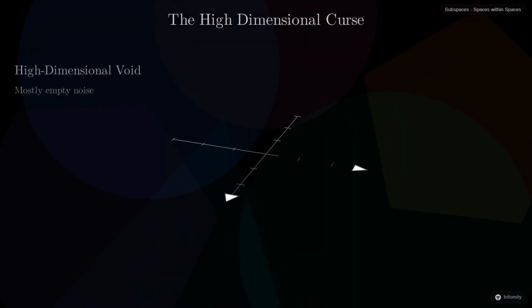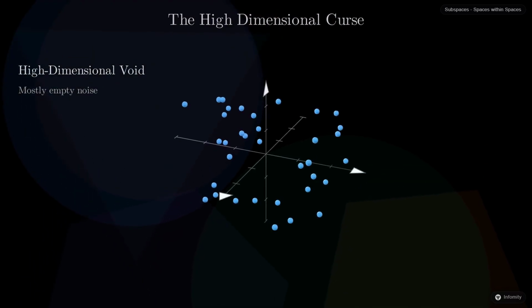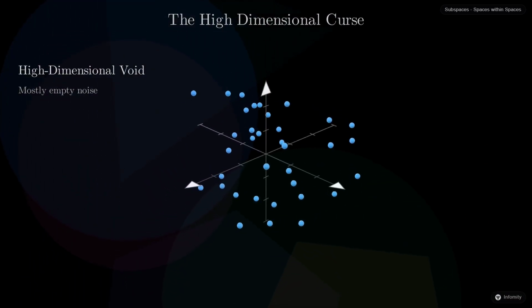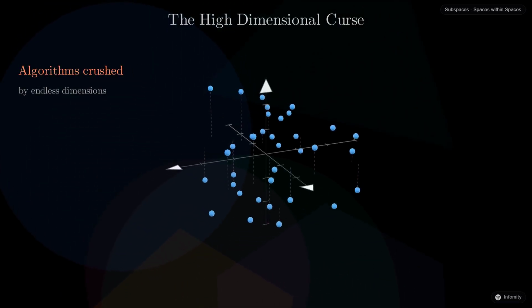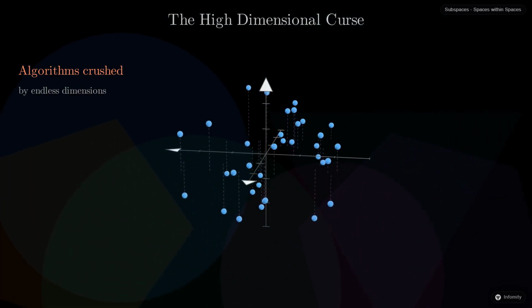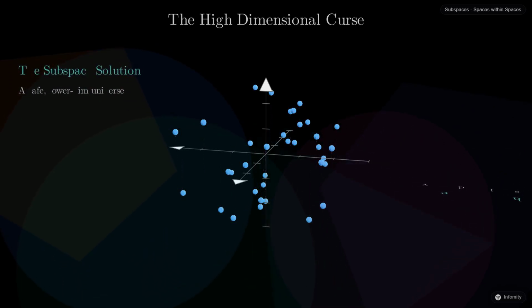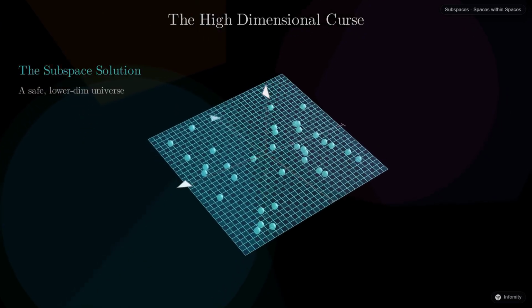Hello, data explorers. Have you ever wondered why analyzing massive data sets feels like searching for a needle in an infinite dark void? The truth is, modern computer algorithms get absolutely crushed by the sheer weight of high dimensional spaces, which are mostly empty noise. To solve this, what if we could lock our calculations inside a perfectly safe, smaller mini universe?